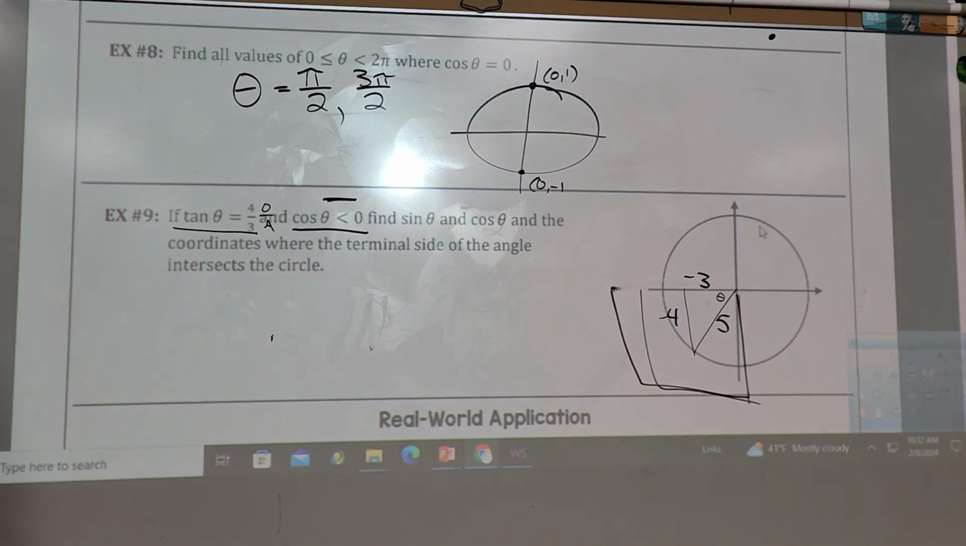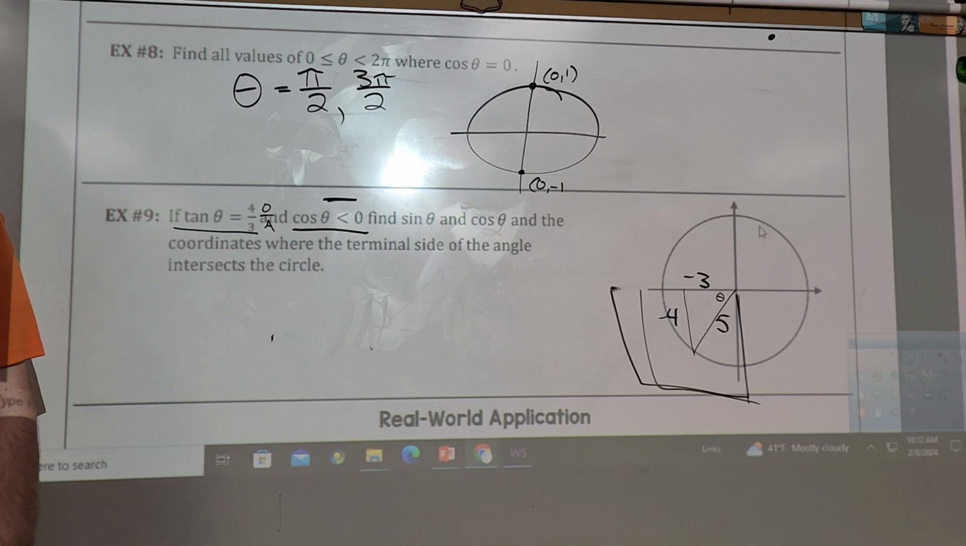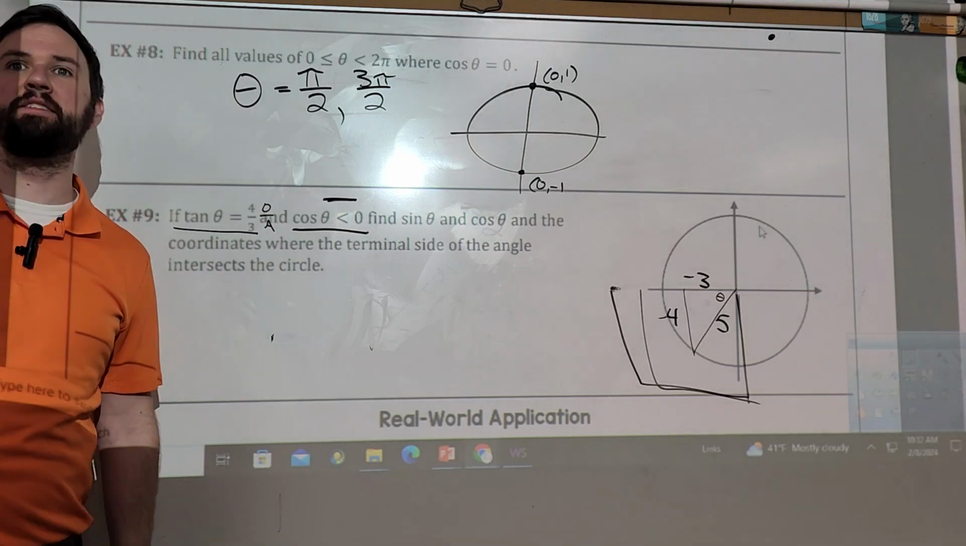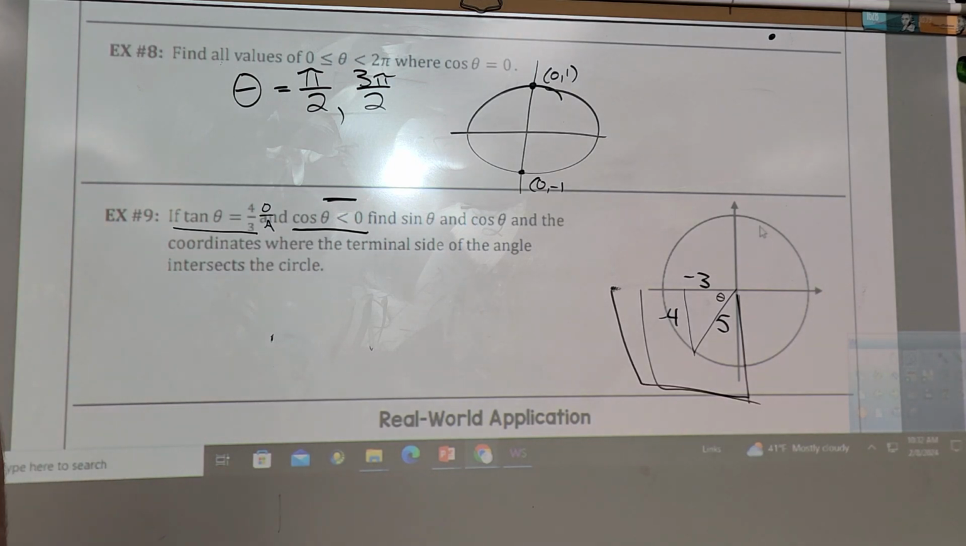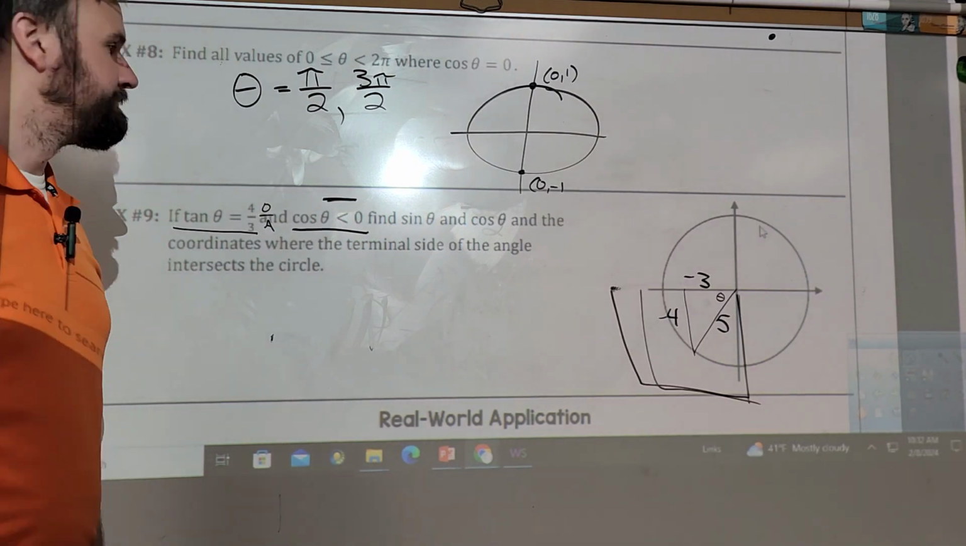You guys didn't know that? I taught you this in geometry. We did triangle families. Any multiple works. So you could have a 30, 40, 50. Also, 5, 12, 13 is a really common one. 8, 15, 17 is a really common one. On standardized tests, they always use the triangle triples. If you're going to take the SAT, know them.